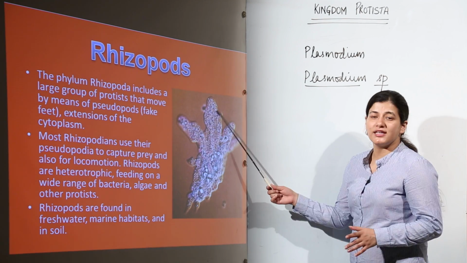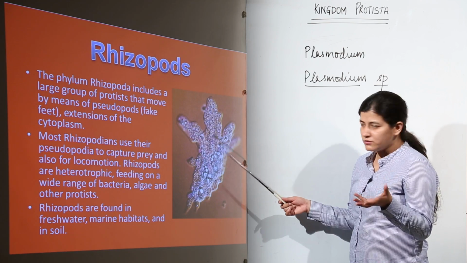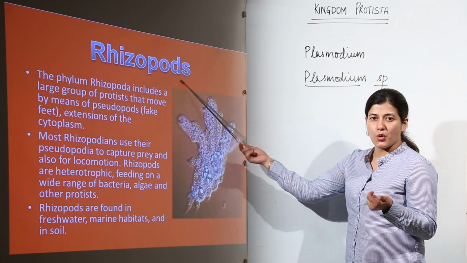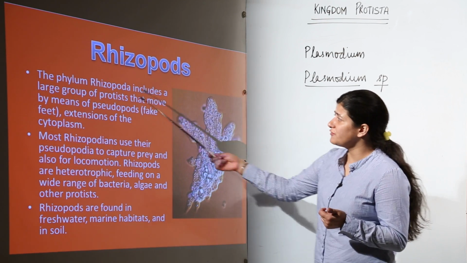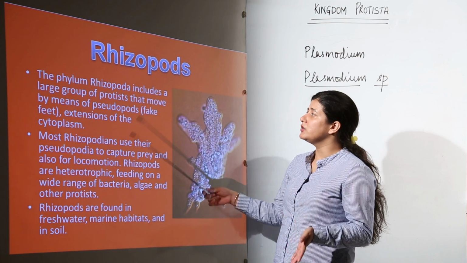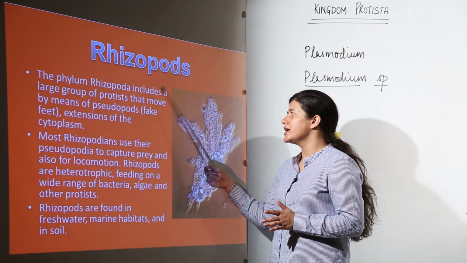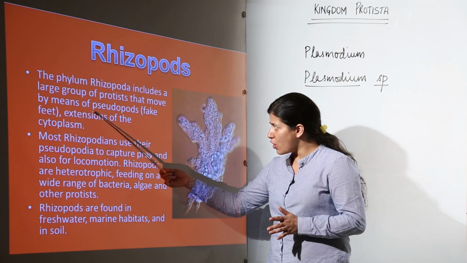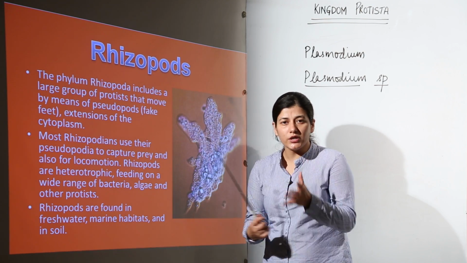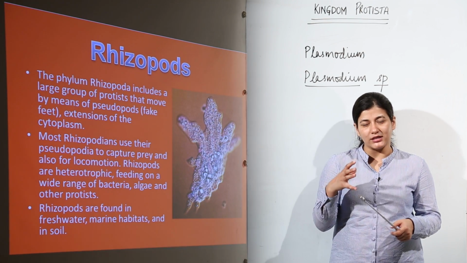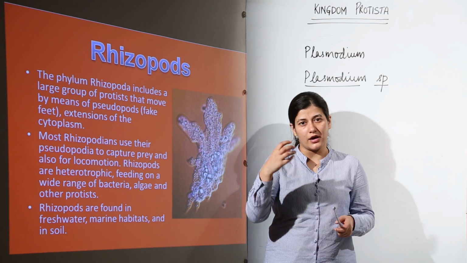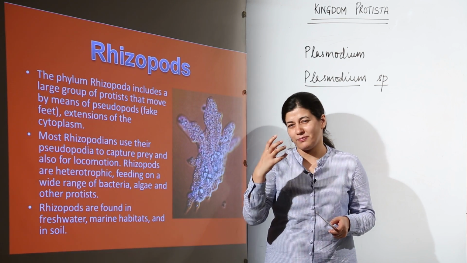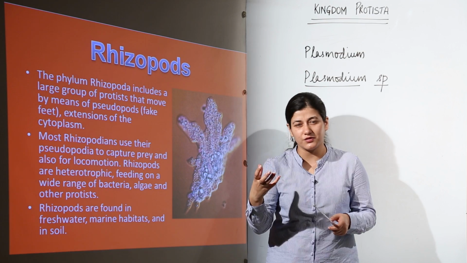The first thing is the amoeboids that we talked about. The other name for them is rhizopods. The phylum Rhizopoda includes a large group of protists that move by means of pseudopodia. Now, what is a pseudopodia? Pseudopodia is nothing but, supposedly you have thrown, nowadays many people play a lot with slime and the rest of the things.